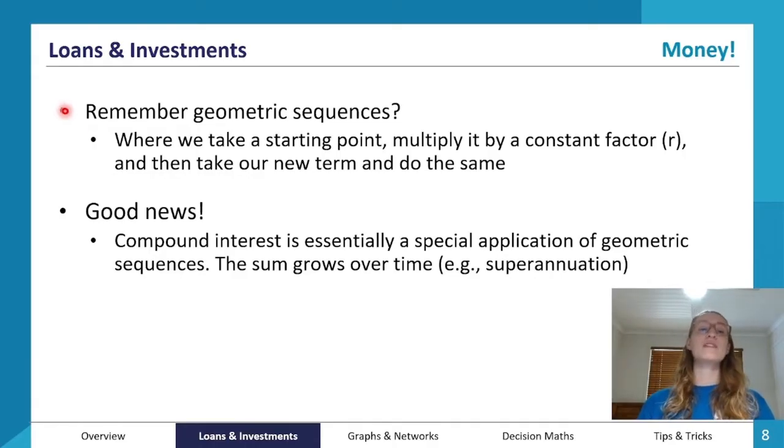So geometric sequences is where we take a starting point and then we multiply it by a constant factor, which when we're talking about geometric sequences, that's r, and then we take our new term and do the same. So we take our starting point, which for example could be the number 3, then we multiply it by a constant factor, which could be the number 2, for example.